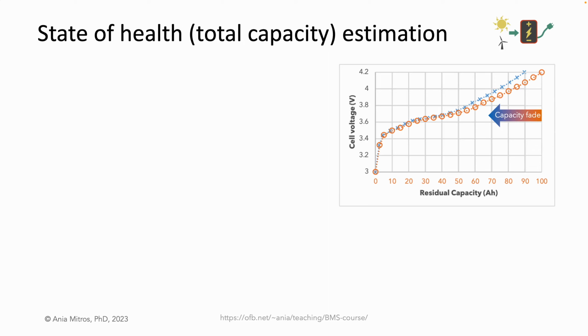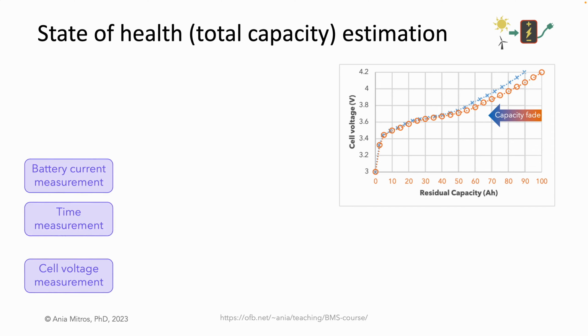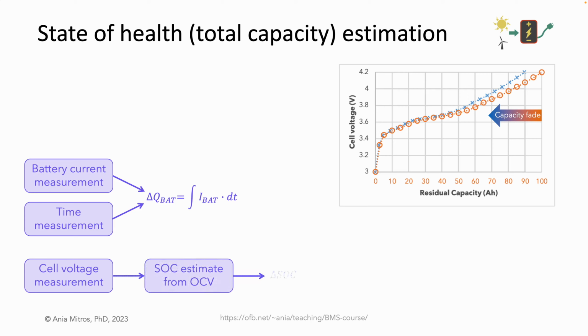To summarize then, estimating capacity fade involves both current and cell voltage measurements. These feed into a calculation of the total charge in amp hours added or removed during a single charge or discharge cycle, and an estimate of the corresponding change in state of charge. These two calculated quantities allow us to calculate the total present battery capacity.